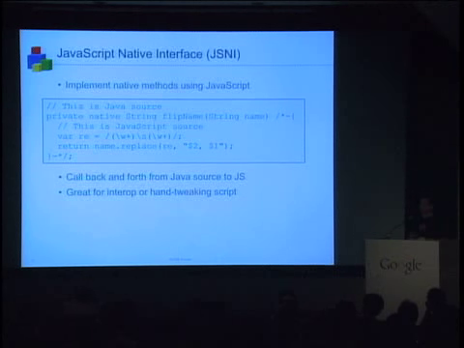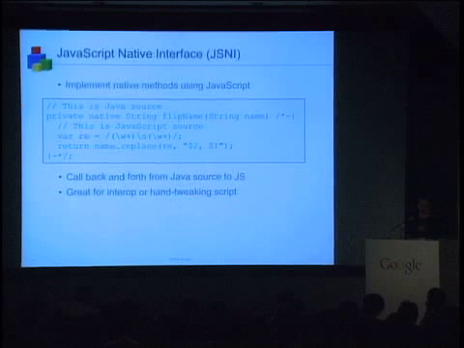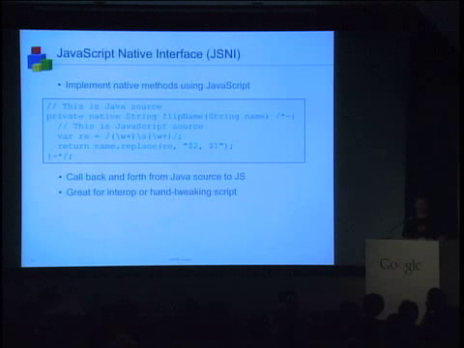JSNI, or JavaScript Native Interface, allows you to implement native methods using JavaScript right within your Java Google Web Toolkit application. So you'll see here, this is a Java method, but within, this is JavaScript code. The way you signify this is you just write the word native, and then you can write a normal method. So this method flipName takes a string, returns a string, but is implemented in JavaScript. This allows you to call back and forth from Java source to JavaScript. It's great for interop or hand tweaking script.